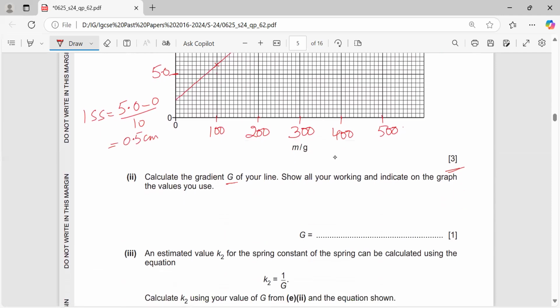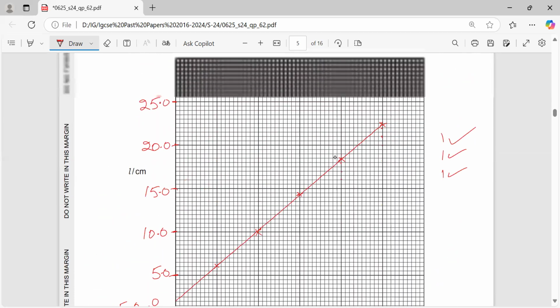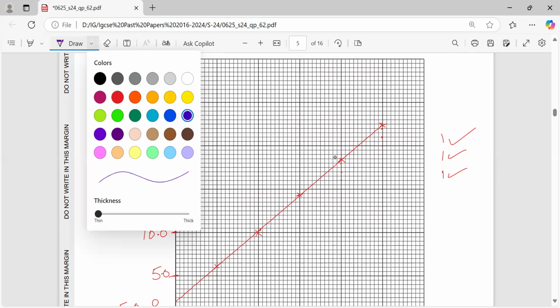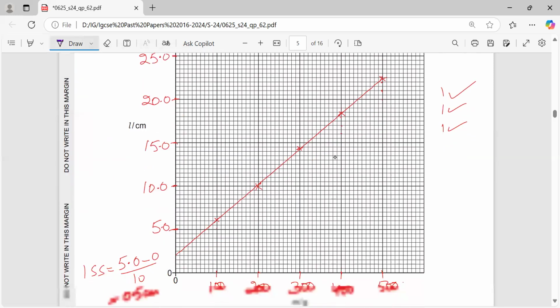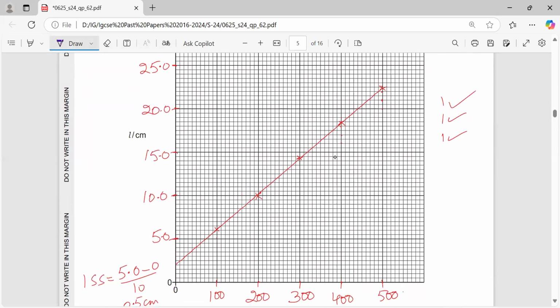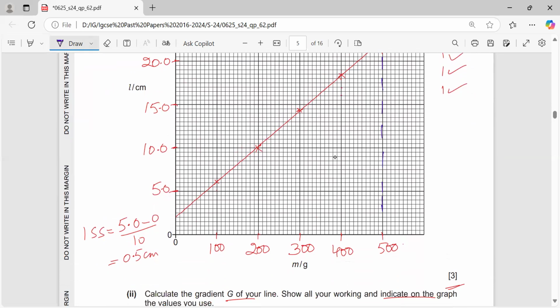Calculate the gradient G of the line. Show all your workings and indicate on the graph the values. Of course, I told you many times now, whenever we plot and calculate the gradient, we need to show a triangle, lazim. So the triangle must be shown on the graph, and it should be as large as possible.